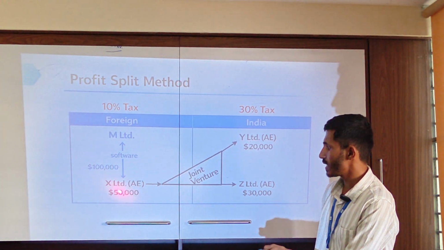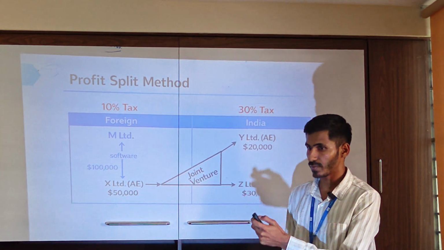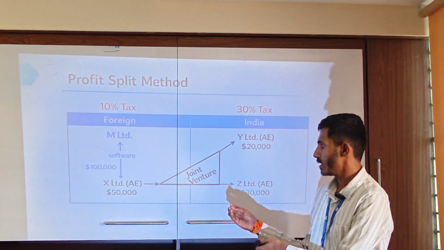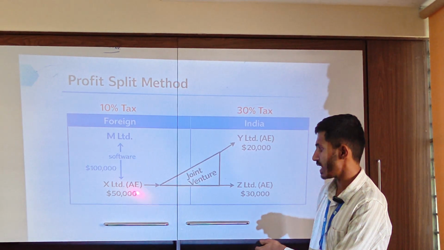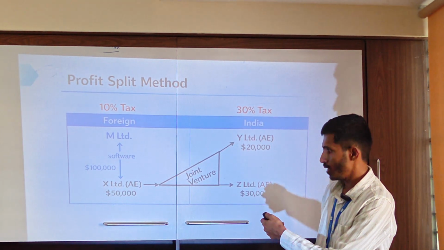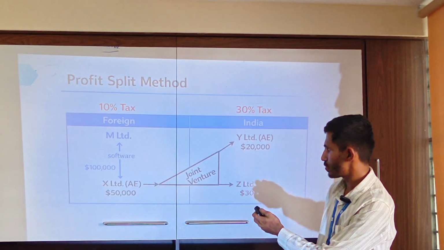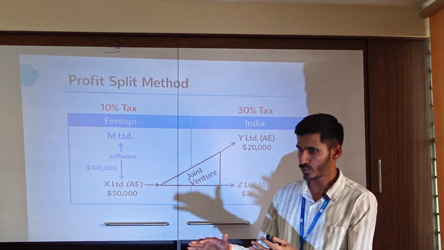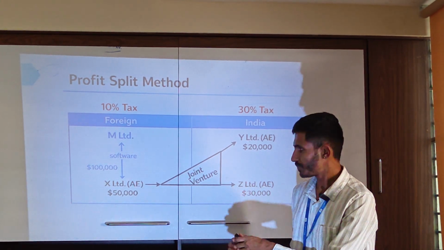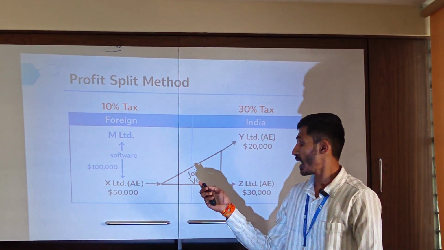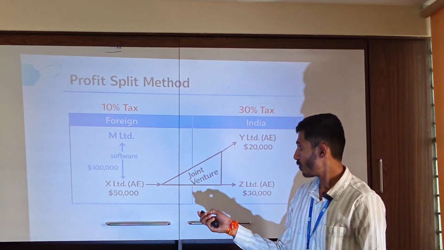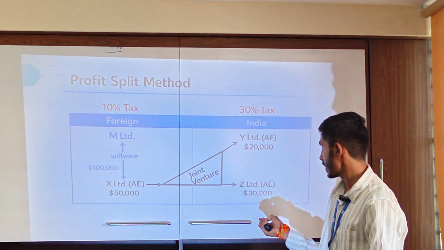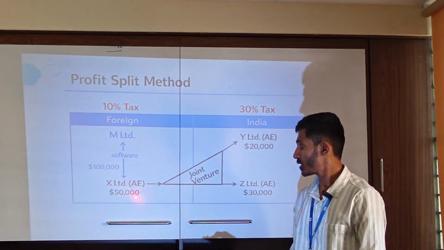And here the focus is on contribution. I have specifically told that the focus is on contribution. X Limited has assigned 2 engineers to the procedure of making software, Y Limited has assigned 4 engineers, and Z Limited has assigned 4 engineers. So we have got the ratio 2:4:4. They have earned a profit of $1 lakh and split it among themselves as $50,000, $20,000 and $30,000. Our focus is on whether this is an arm's length price or not.